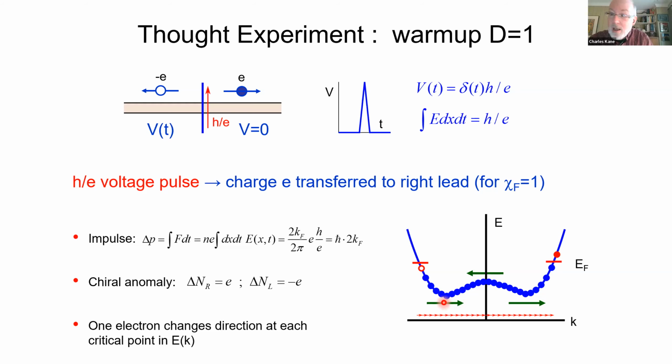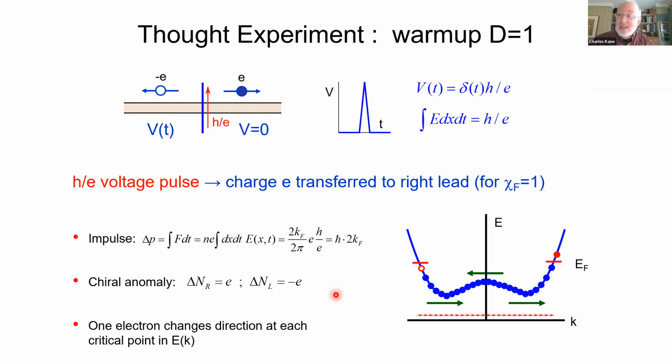If you look at this picture, there are actually three critical points. One electron goes from being a left mover to a right mover here. Then there's an electron which goes from being a right mover to a left mover. And here's an electron that goes from being a left mover to a right mover. So at the end of the day, there is one minus one plus one electrons that change their direction.